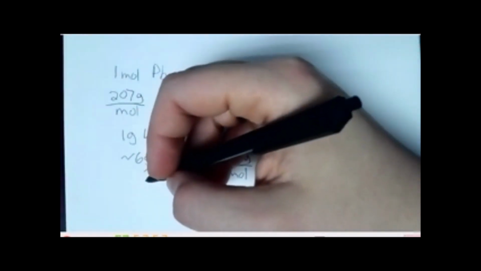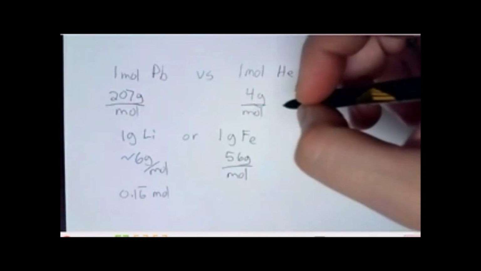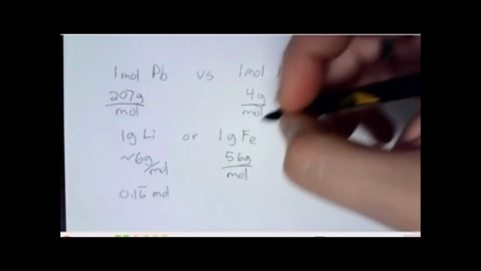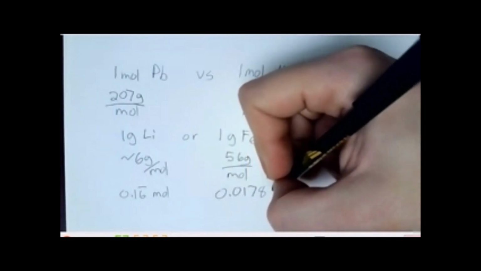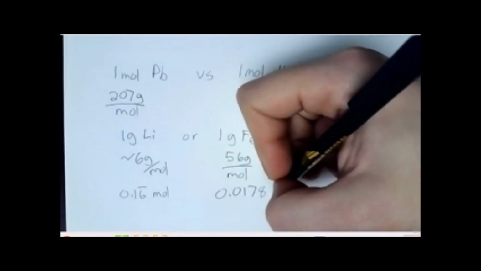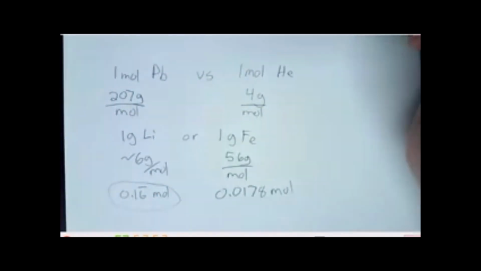1/6 would have 0.16 repeating of a mole of atoms. 1/56 is going to be 0.0178, and then it keeps going, of a mole. So which one has more atoms? Well, clearly the lithium, which weighs less.